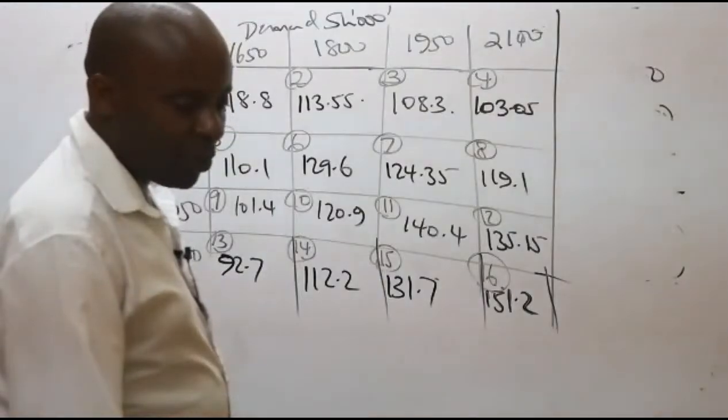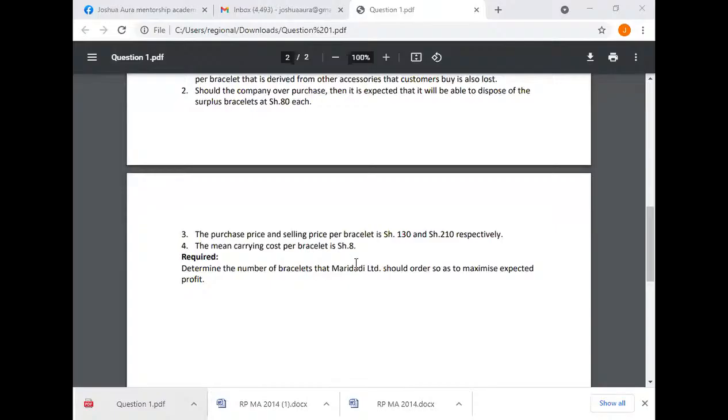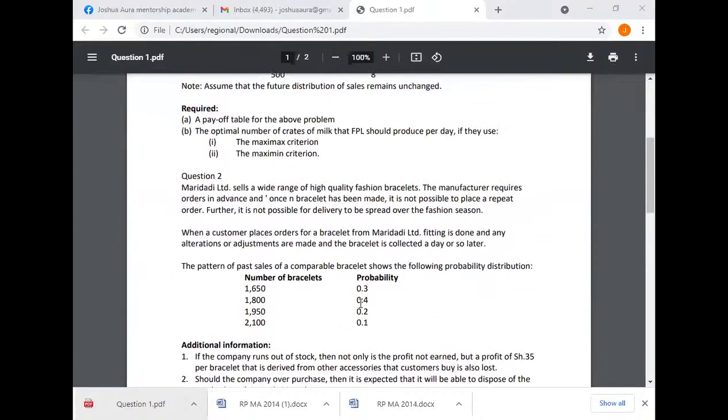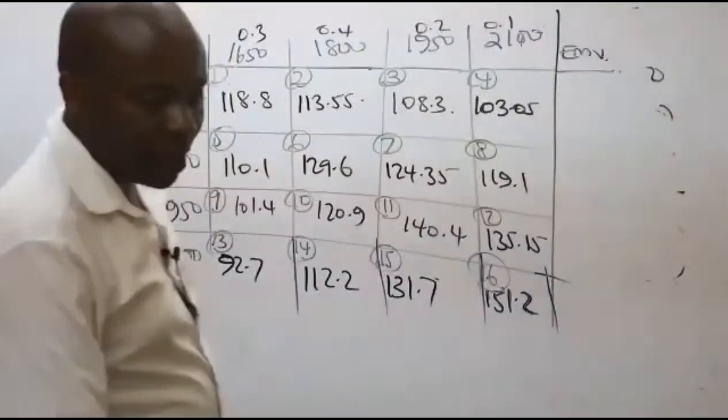Ladies and gentlemen, then what they expect us to do is to give them expected profits. So determine the number of bracelets that Maridadi Limited should order so as to maximize expected what? Profit. So then, ladies and gentlemen, these are the probabilities. I need to come here and fix the probabilities on the demand. So we have here 0.3, we have 0.4, we have 0.2, we have 0.1. So come here and give me expected monetary values.